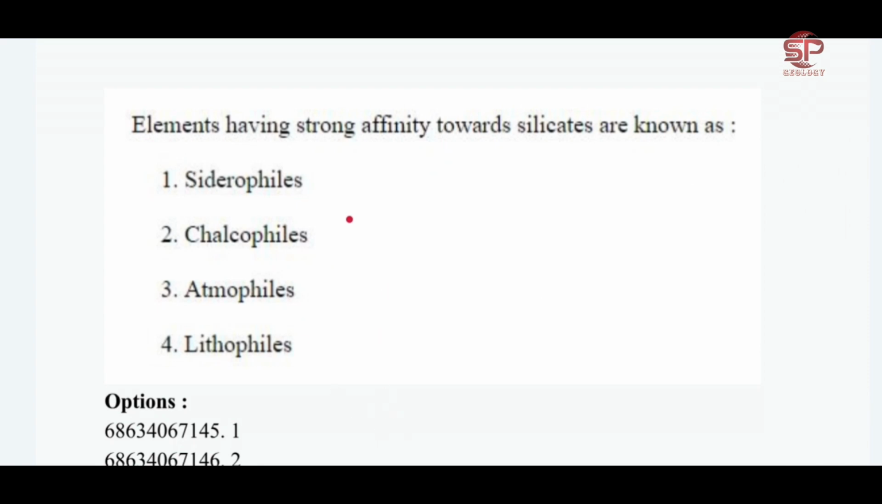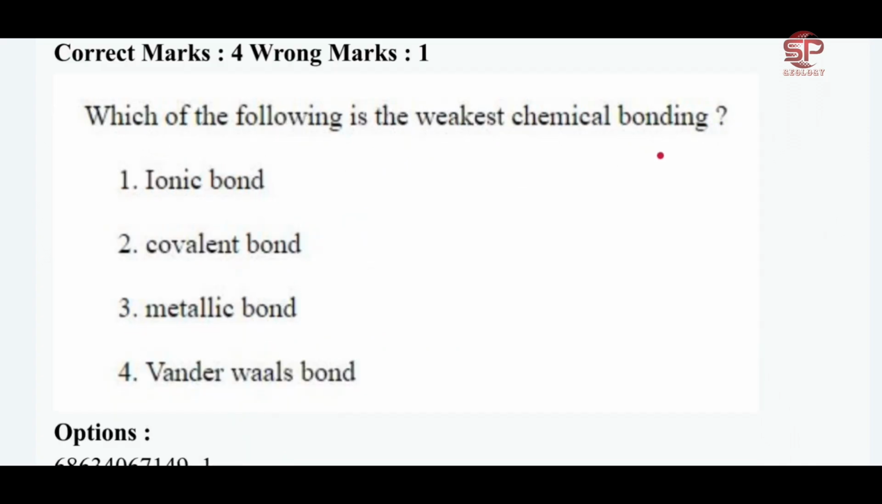Elements that have strong affinity towards silicate are known as lithophile. In the geochemical classification of elements, siderophile is iron loving, chalcophile is copper loving or ore loving, atmophile is gas loving, and lithophile is rock loving or silicate loving. The answer will be lithophile. Which of the following is the weakest chemical bond? Easier question or no? Van der Waals bonds are the weakest one.